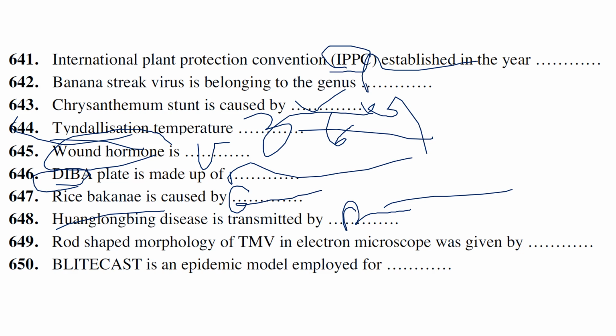Okay. Rod-shaped morphology of TMV in the electron microscope. For the first time, TMV was shown to look rod-shaped by Kausche et al. in 1939. And Blight Cast is a forecasting model which is employed for late blight of potato.